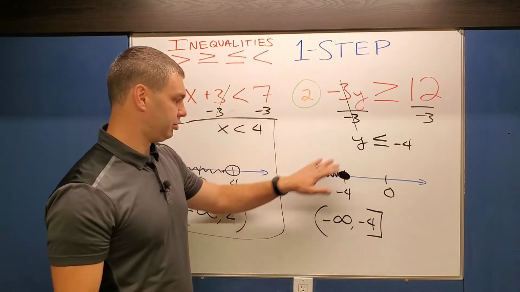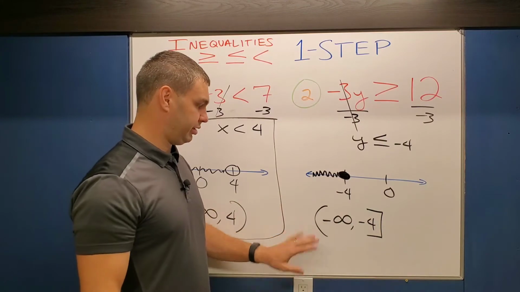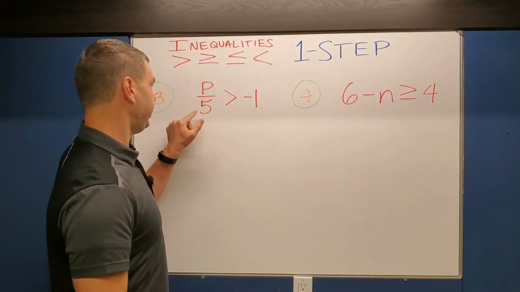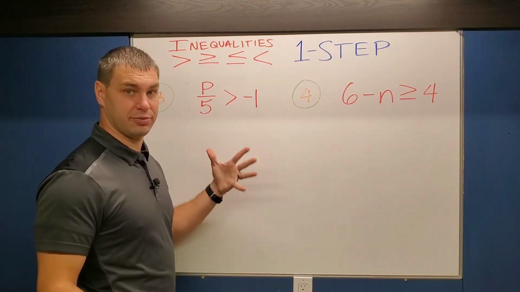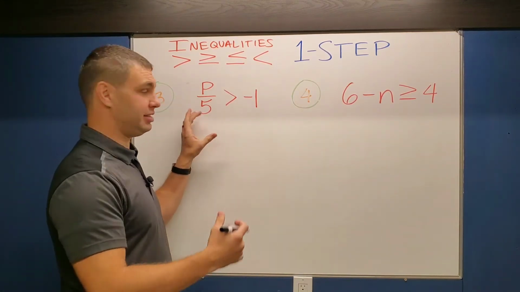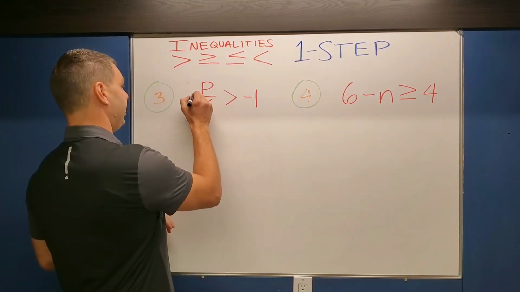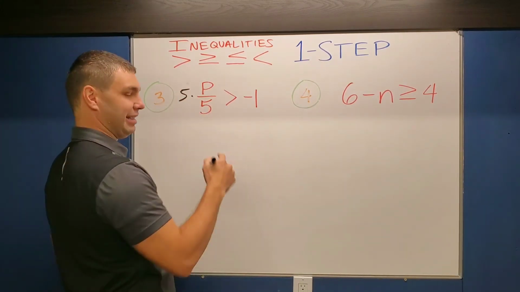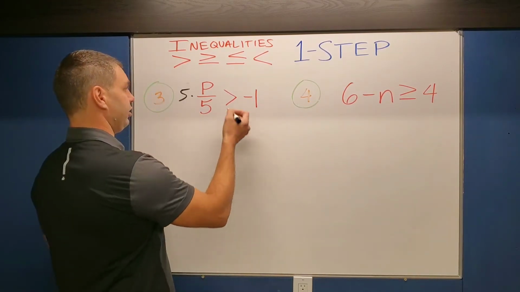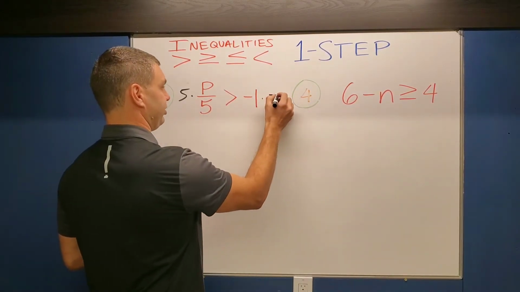All right, so again, we have our solution, our graph, and our interval notation for this inequality. All right, number 3 says p over 5 is greater than negative 1. When we are dividing by something, in order to get that out of our denominator, we need to multiply by that denominator, right? Because then the multiplication and the division will cancel, leaving me with just the p. So I have to do it on both sides.